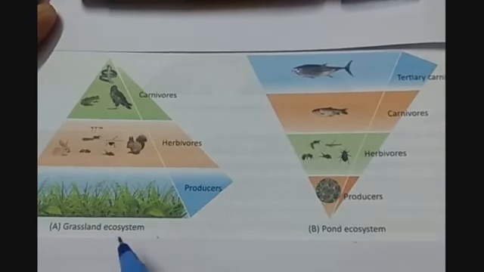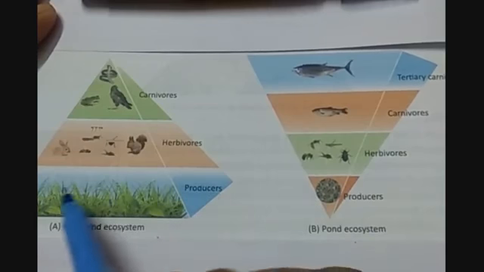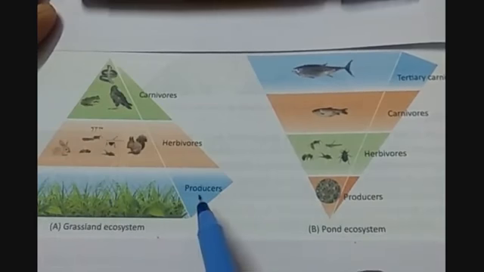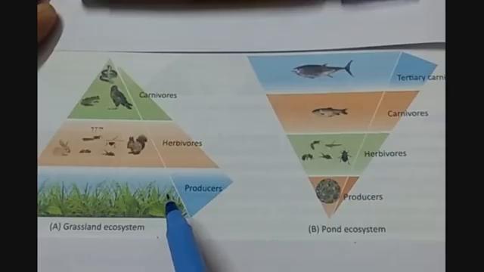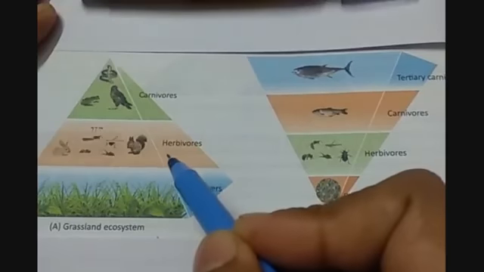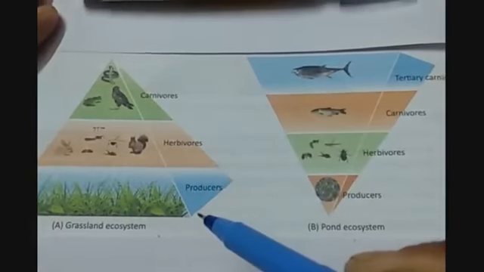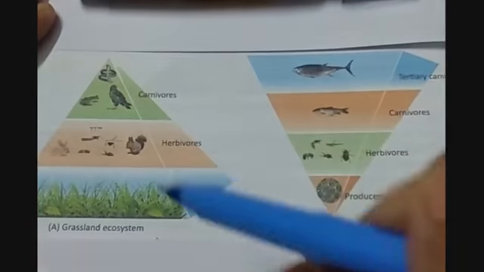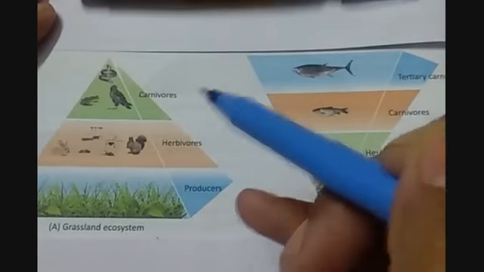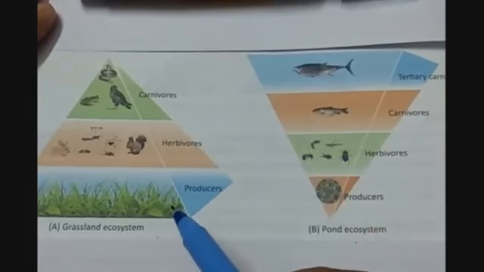In case of grassland ecosystem, the biomass of the grass or the producer level is greater. Then the herbivorous and the carnivorous have lesser biomass. So biomass is gradually decreasing as we go from producers to consumers. So it is upright in nature.